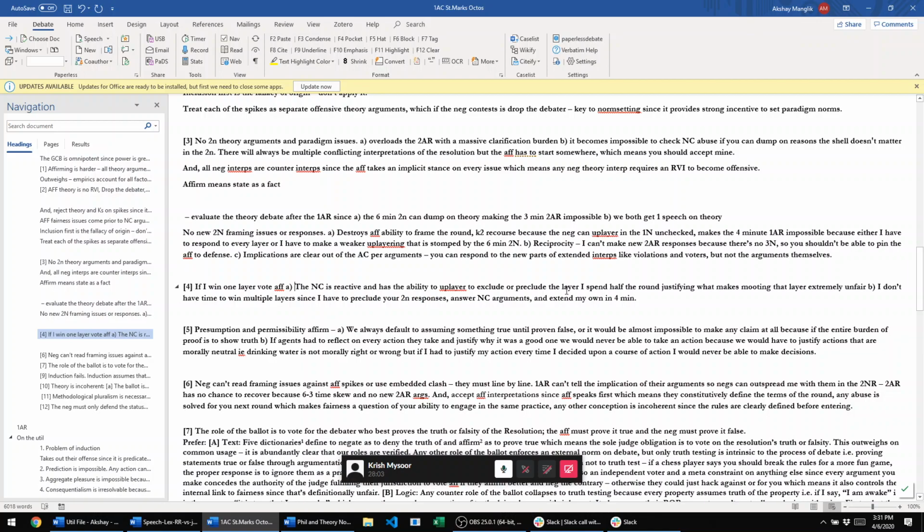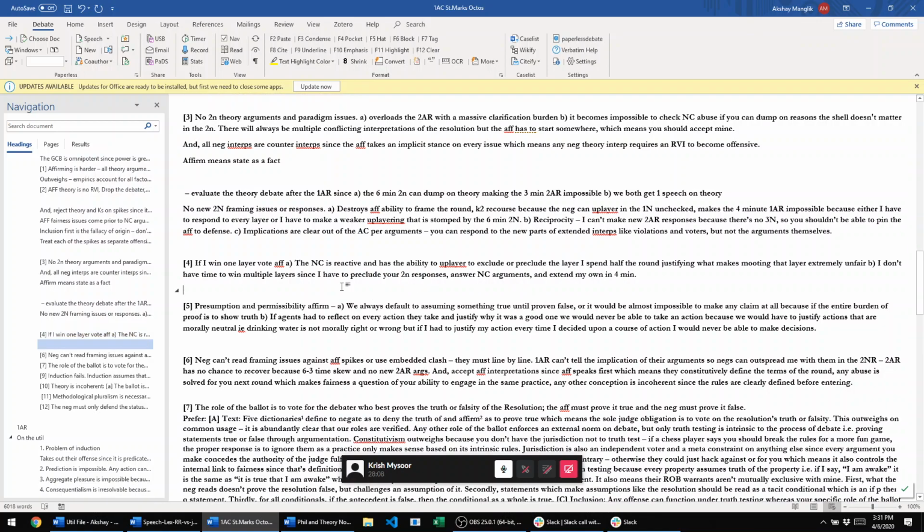Neg uplayering is key to negative strategy. Time skew is answered above. If you notice a trend here, it's that a lot of these are justified through time skew. Permissibility and presumption, talked about this earlier, but this time it's a reason why it affirms. Generally, the argument about burdens of proof and burdens of rejoinder are pretty good, and you can say that that matters more.